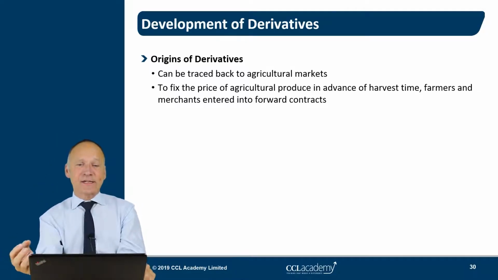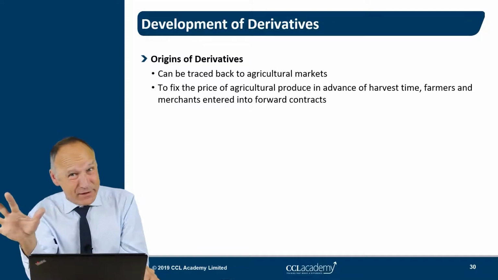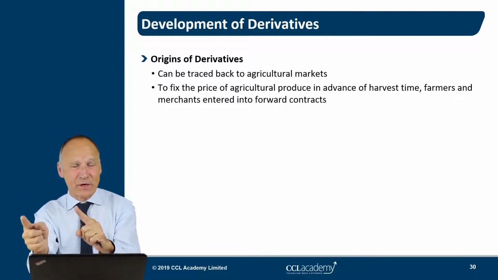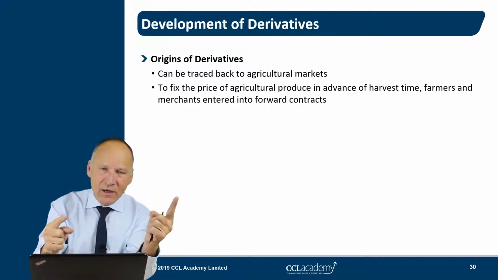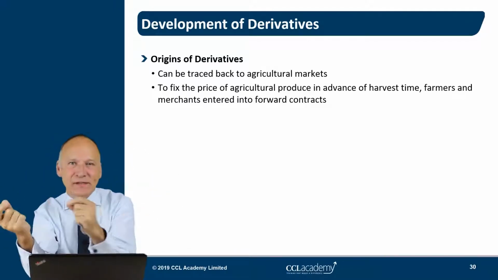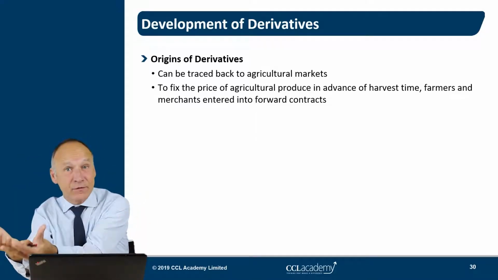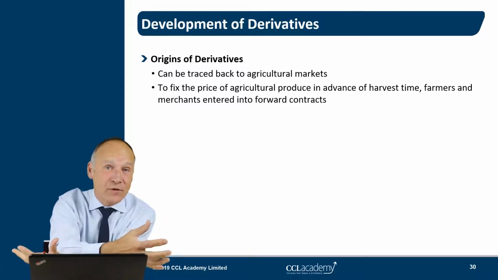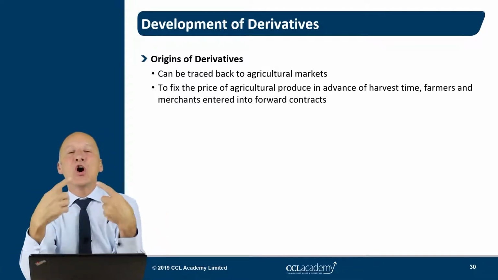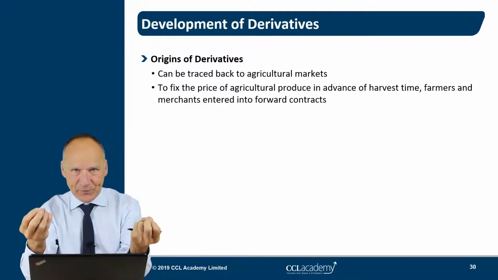OTC stands for over the counter. And all it means is that deals are done between participants. So on the one side we've got the farmer, on the other side we've got the baker. The deal is done. 3 months later, the farmer harvests the wheat, supplies it to the baker, who pays over the money. So the deal is done over the counter. It's an OTC style of derivative, a forward.